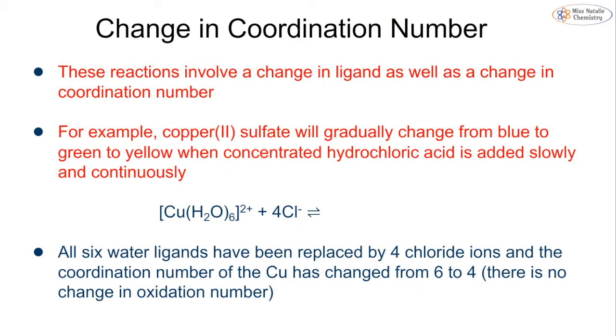We can also get a change in coordination number, and this goes hand in hand with a change in ligand. So both of these things will have to happen. An example is if we again take this copper 2 sulfate that's got the water ligands, this will gradually change from blue to green to yellow when we add in concentrated hydrochloric acid, and we have to do this slowly and continuously. We can't just dump it all in.